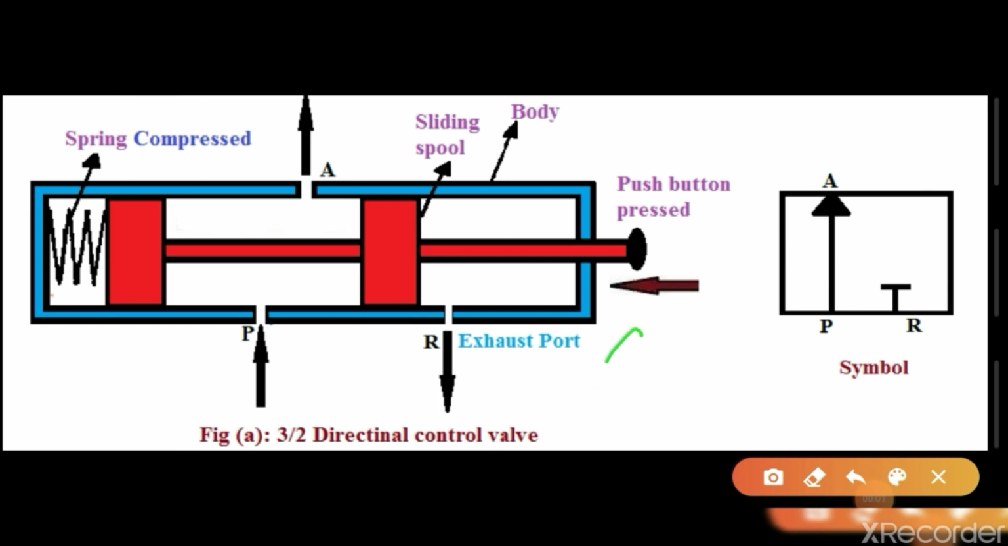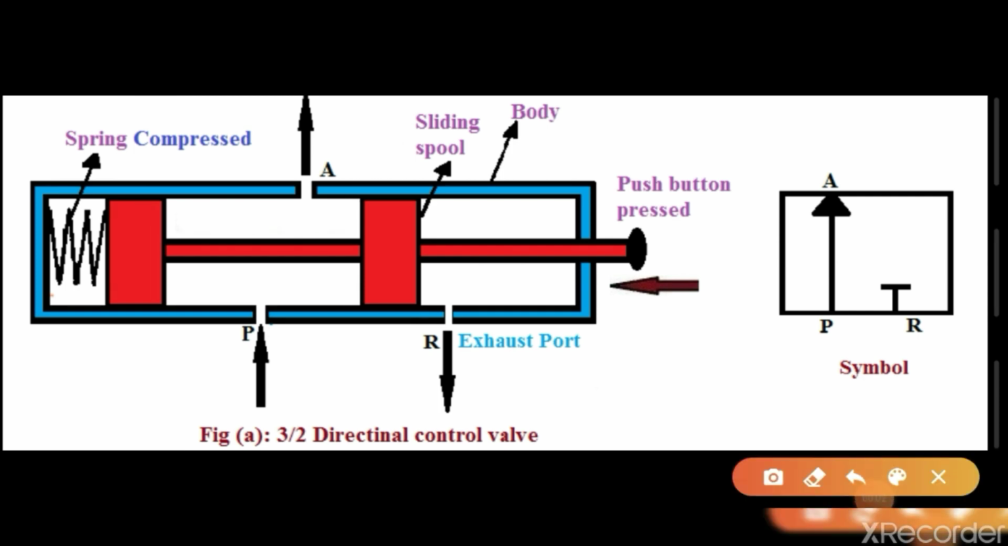Now let us discuss the construction and working of 3 by 2 directional control valve. It consists of a valve body. So this outer portion of the valve is called the valve body, and we have a sliding spool. This sliding spool is mounted horizontally inside the valve, and we have an elastic spring and a push button. This push button can be pressed and released, and we have 3 ports or 3 ways, that is port P, port A and port R.